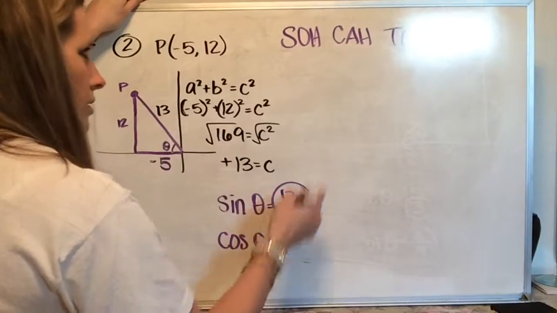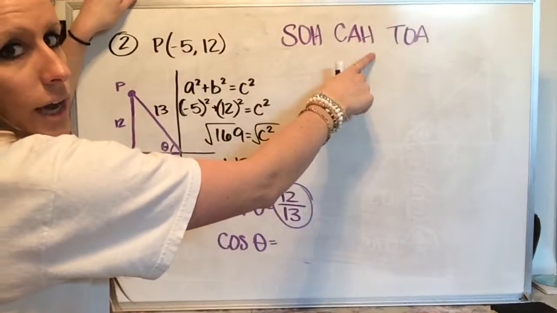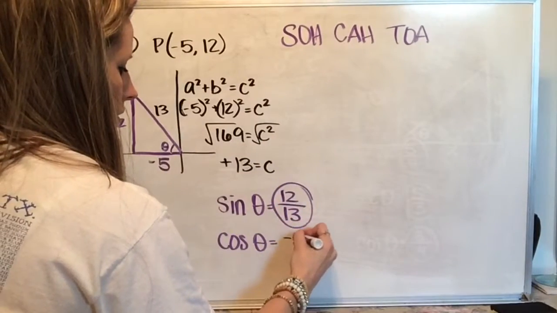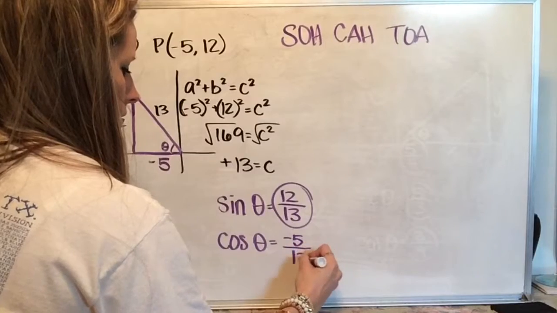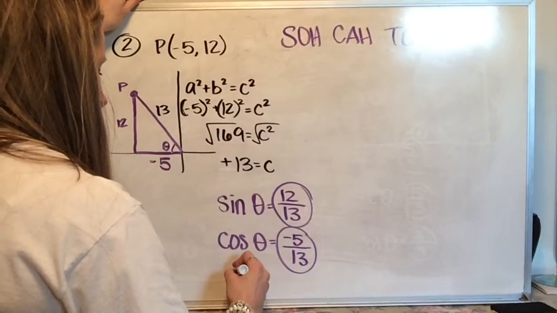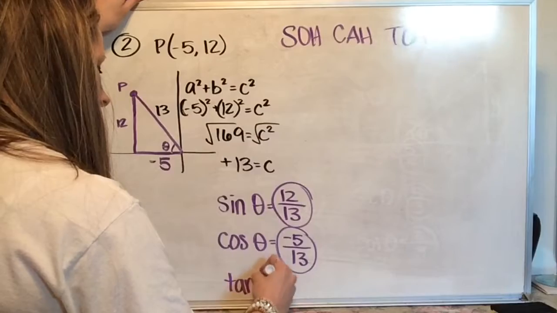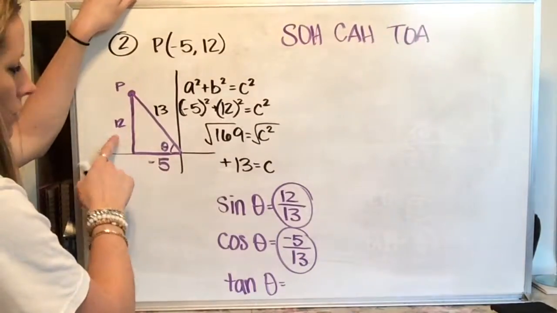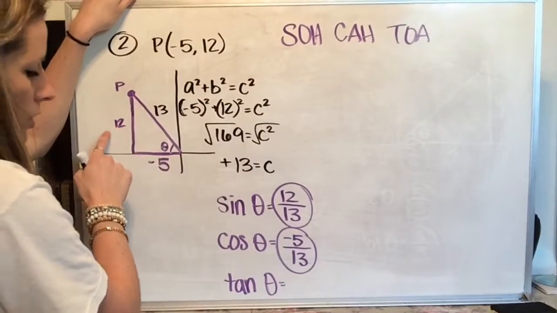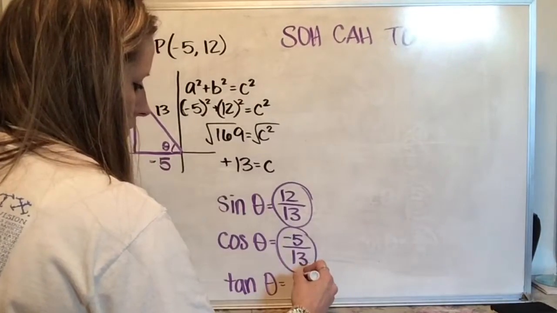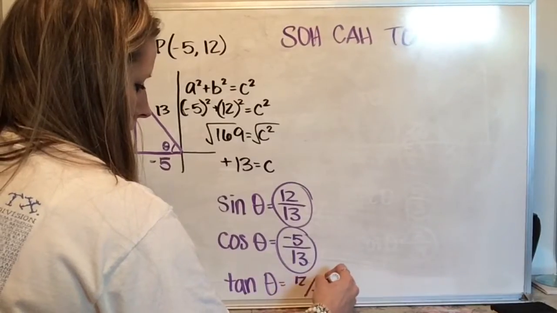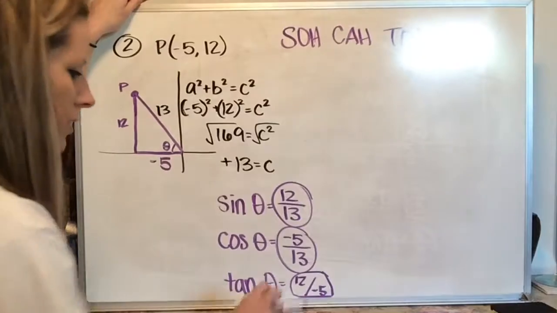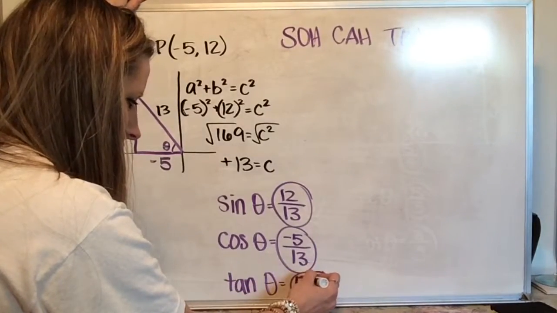Cosine is going to be adjacent over hypotenuse. So my adjacent side is -5 and my hypotenuse is 13. Okay, tangent is going to be the opposite over adjacent. So opposite would be the 12 is the opposite of that angle. So 12 over -5. Hope y'all can see that. That's a 12. 12 over -5.